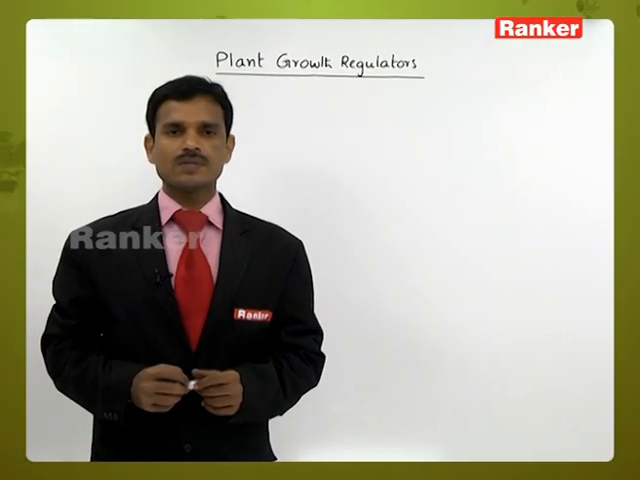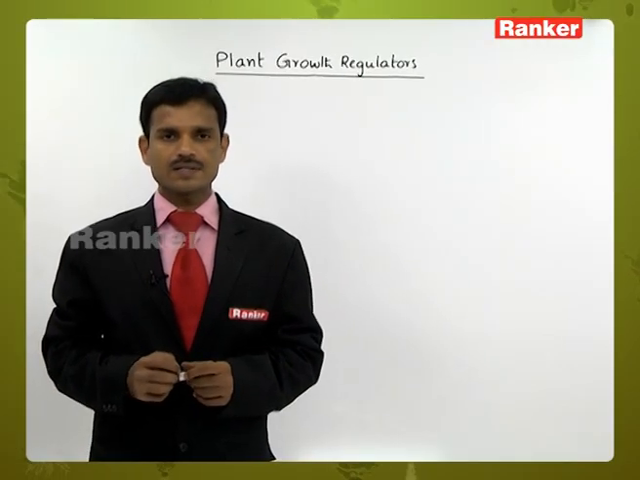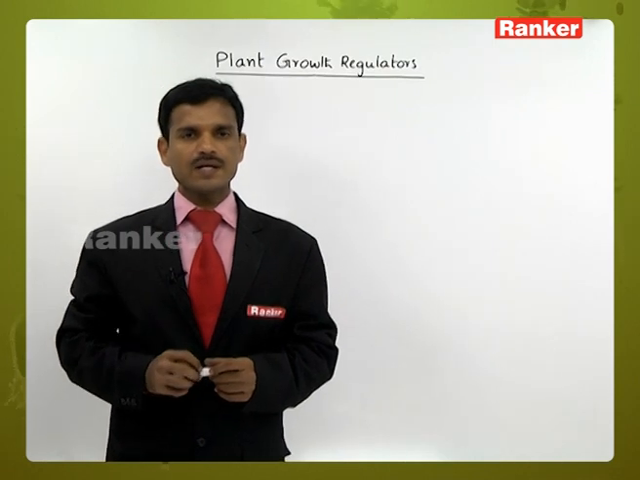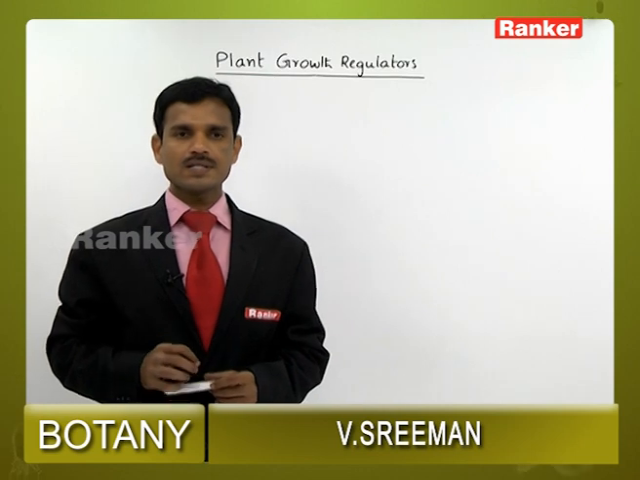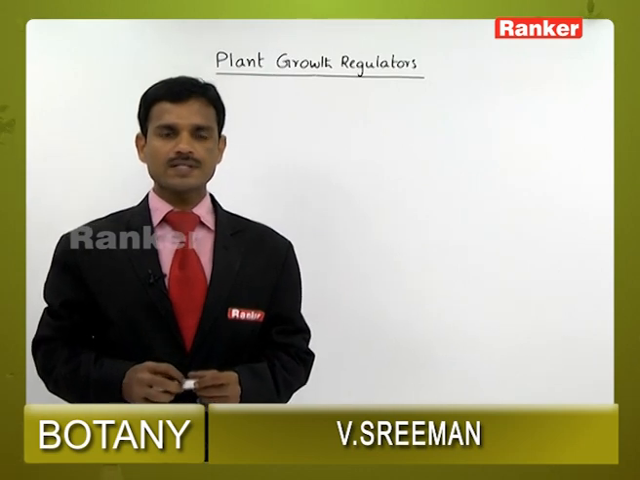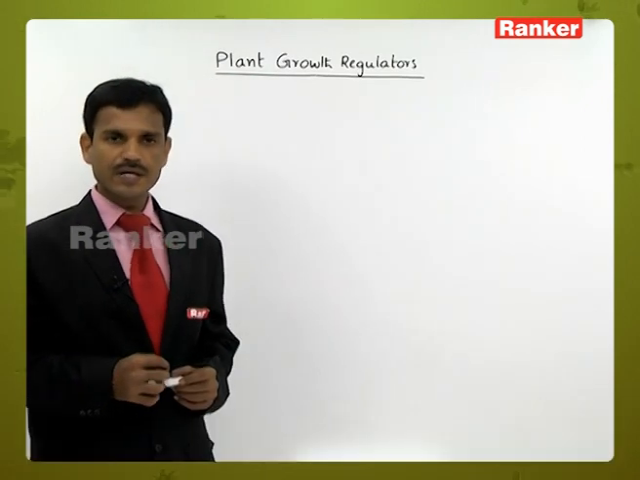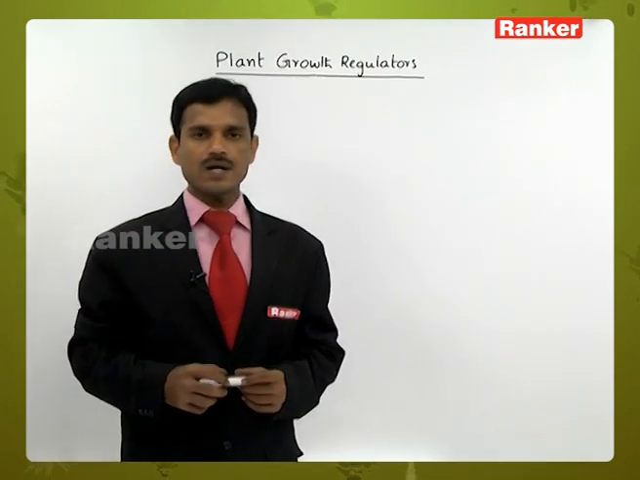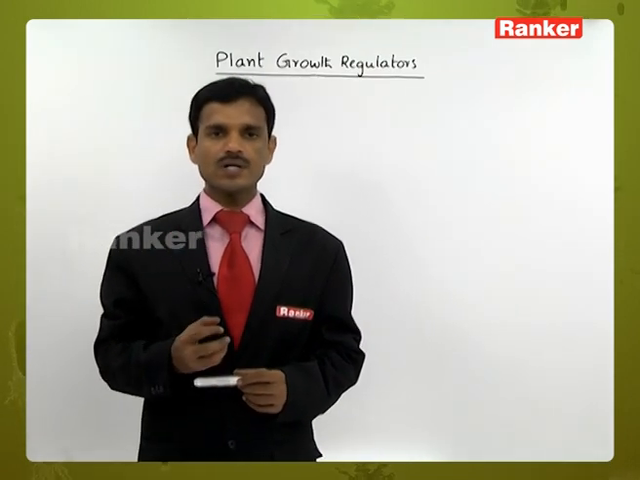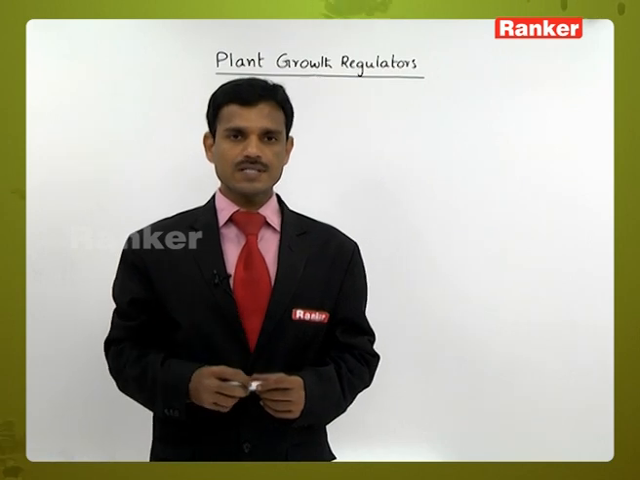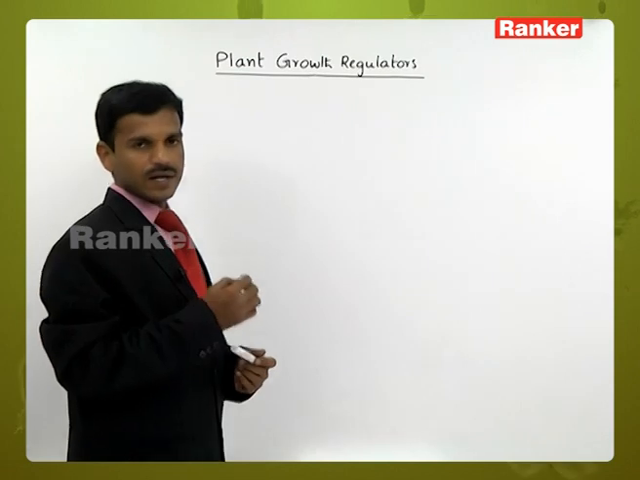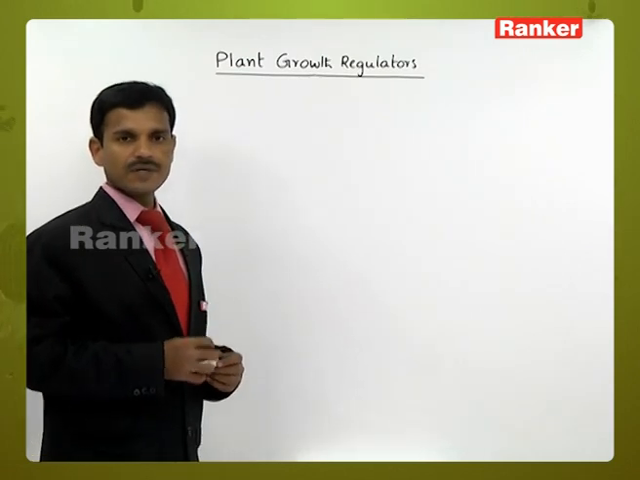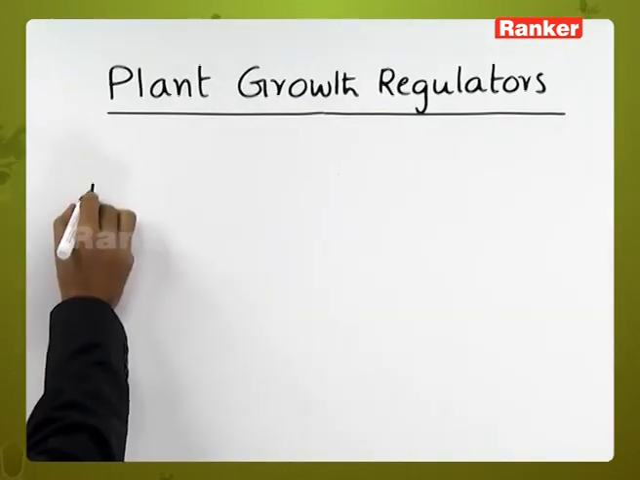Let us discuss plant growth regulators. Plant growth regulators are simple chemical components. These are synthesized in different places and transported or translocated to other parts, and they show their effect in different parts. Here, the plant growth regulators are derived or synthesized from different chemical components.